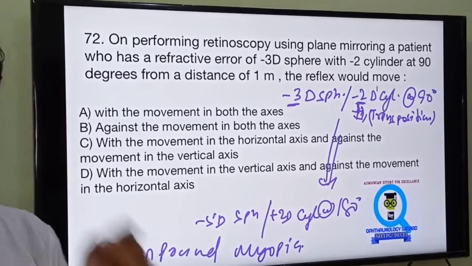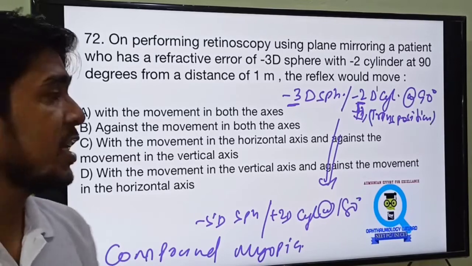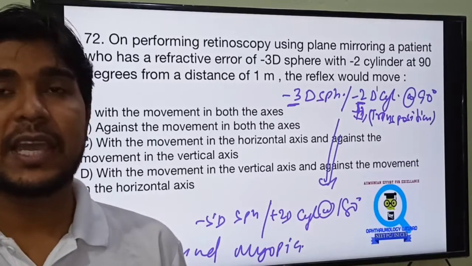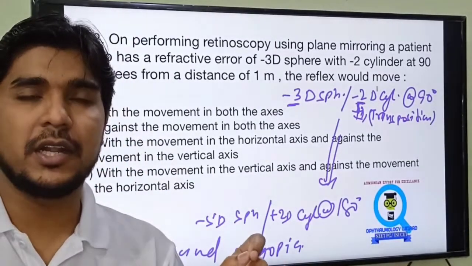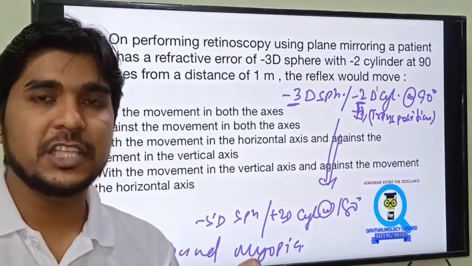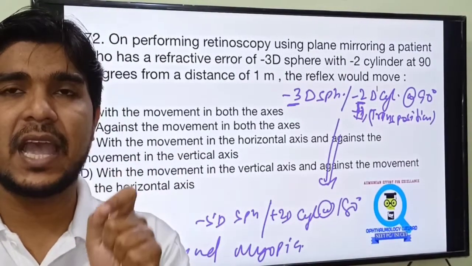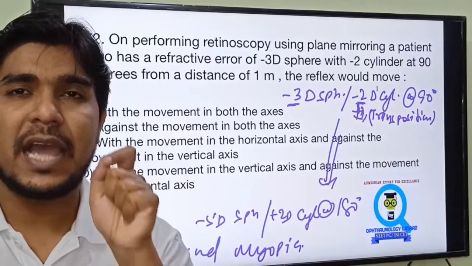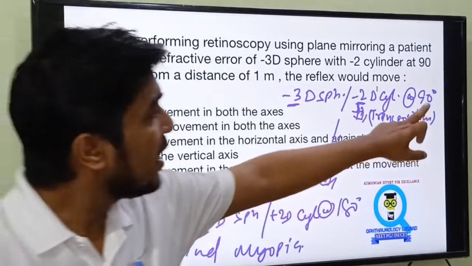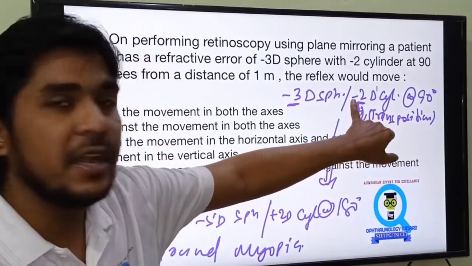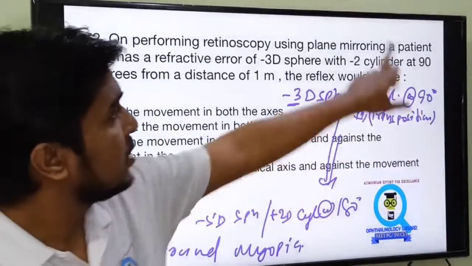Now remember one important thing: if you want to see whether it is with the rule astigmatism or against the rule astigmatism, for astigmatism you have to see only the cylindrical axis and the sign of the cylinder. Remember this fact.